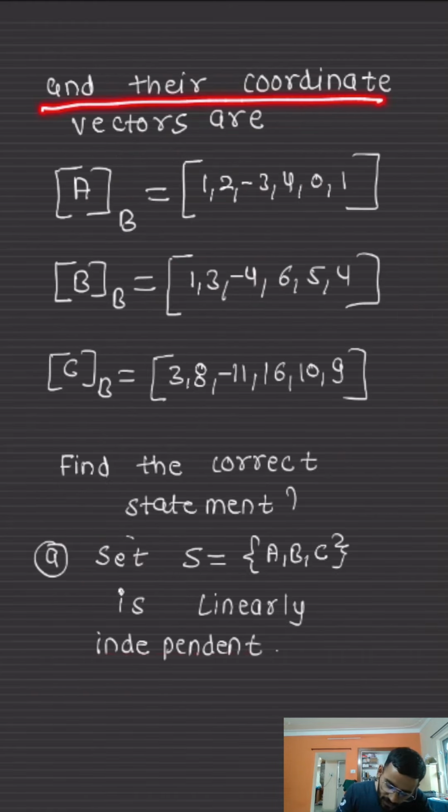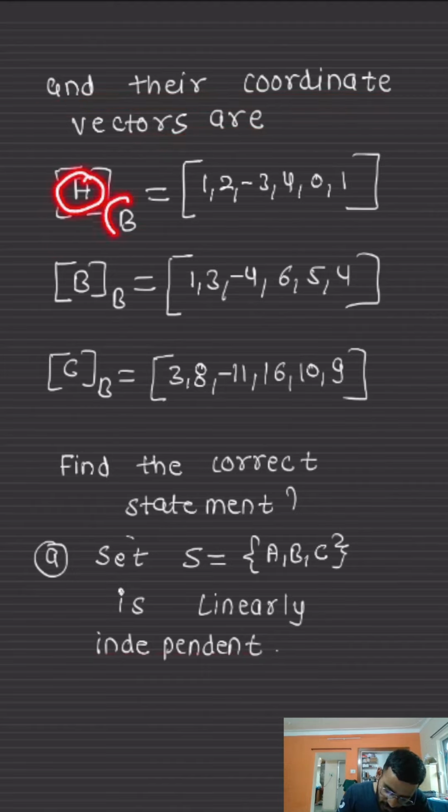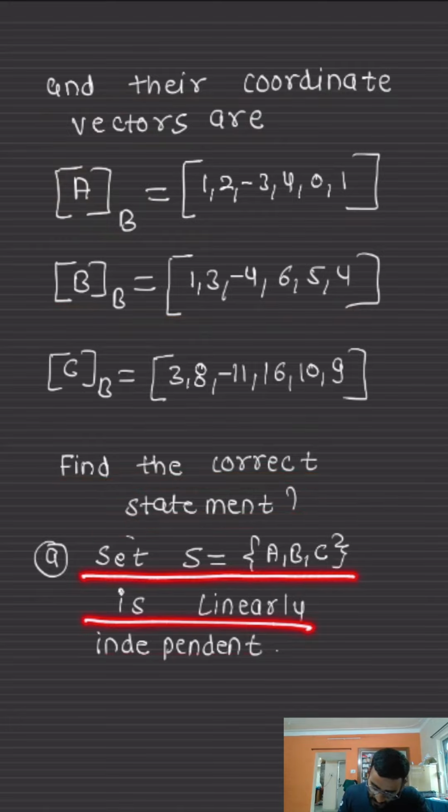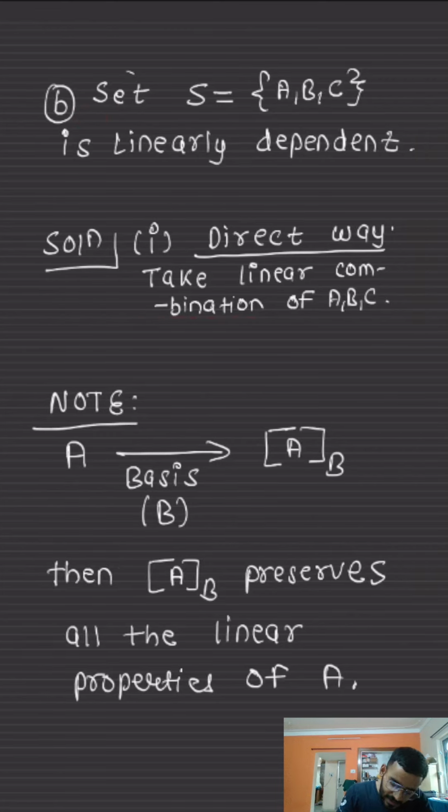And the coordinate vectors are given: A_B, the coordinate vector of matrix A with respect to basis B, is this. The coordinate vector of B with respect to B is this. Similarly, C_B is this. Find the correct statement. The set S equals {A, B, C} is a linearly independent set, or the set S consisting of A, B, C is a linearly dependent set. You can pause the video for some time and try to solve the question.